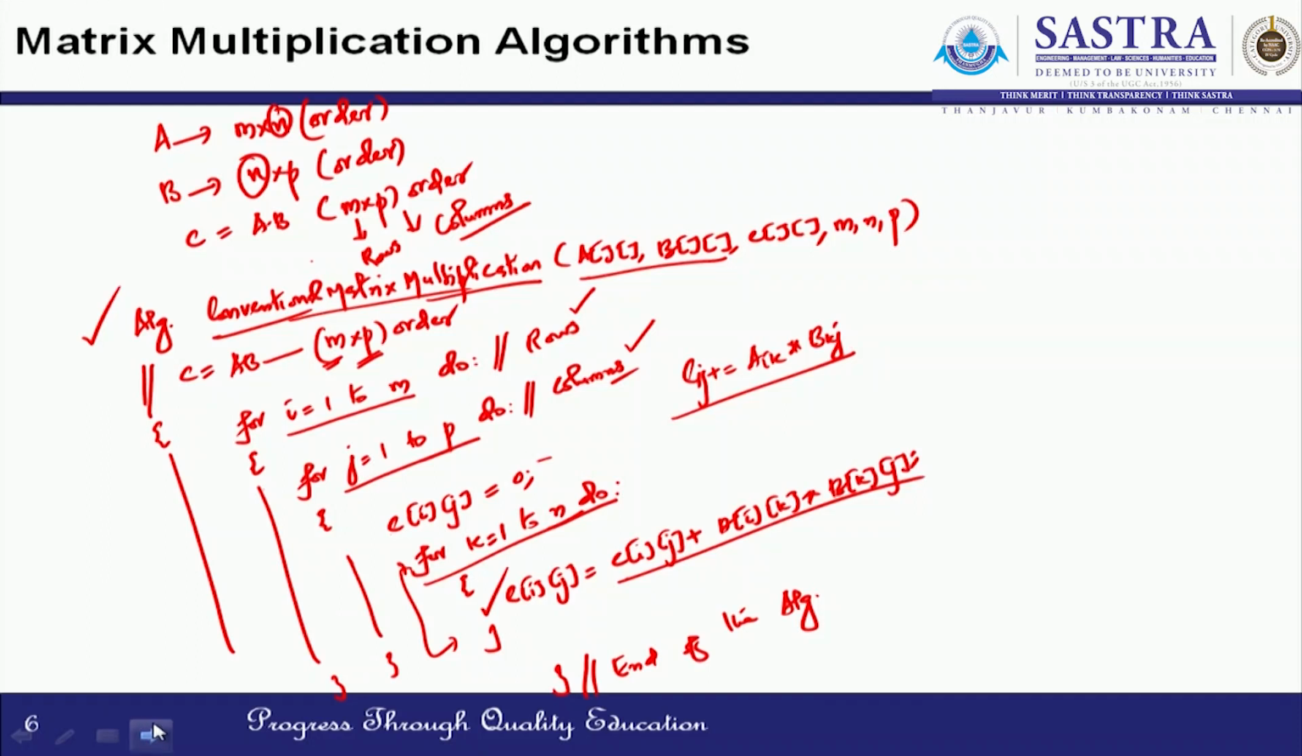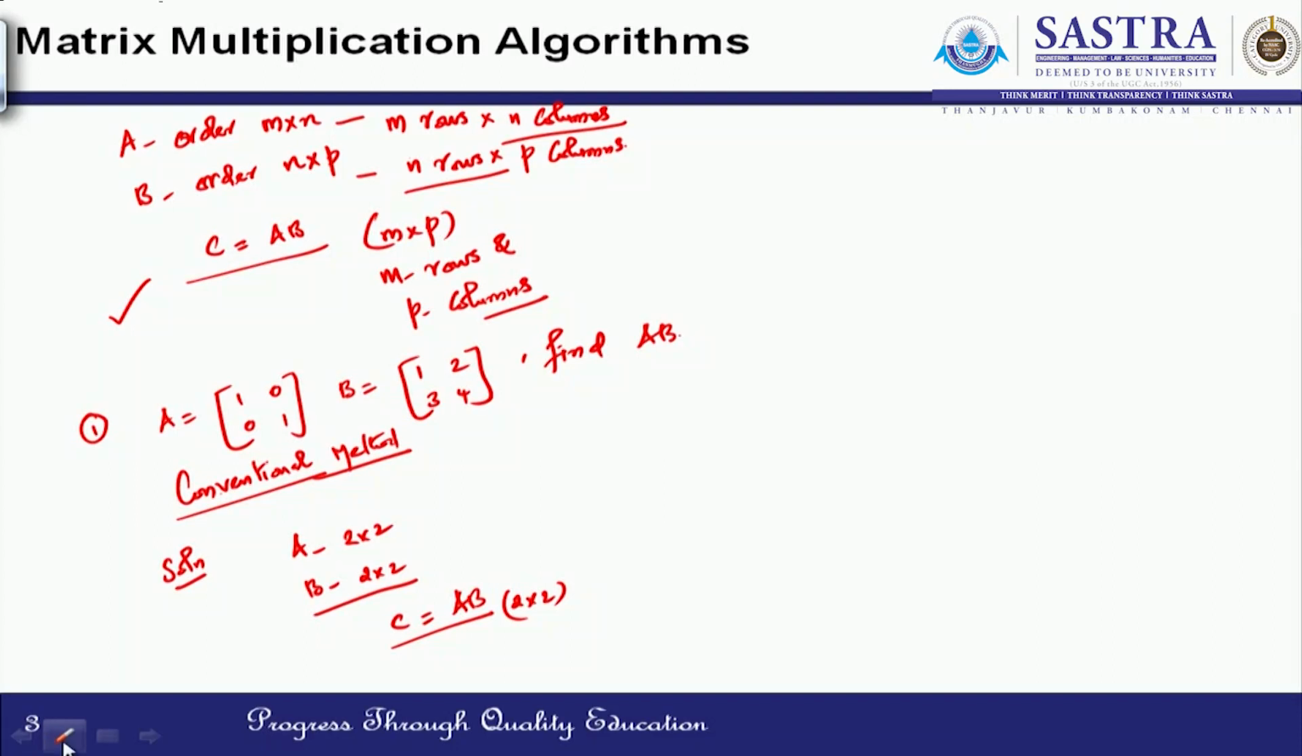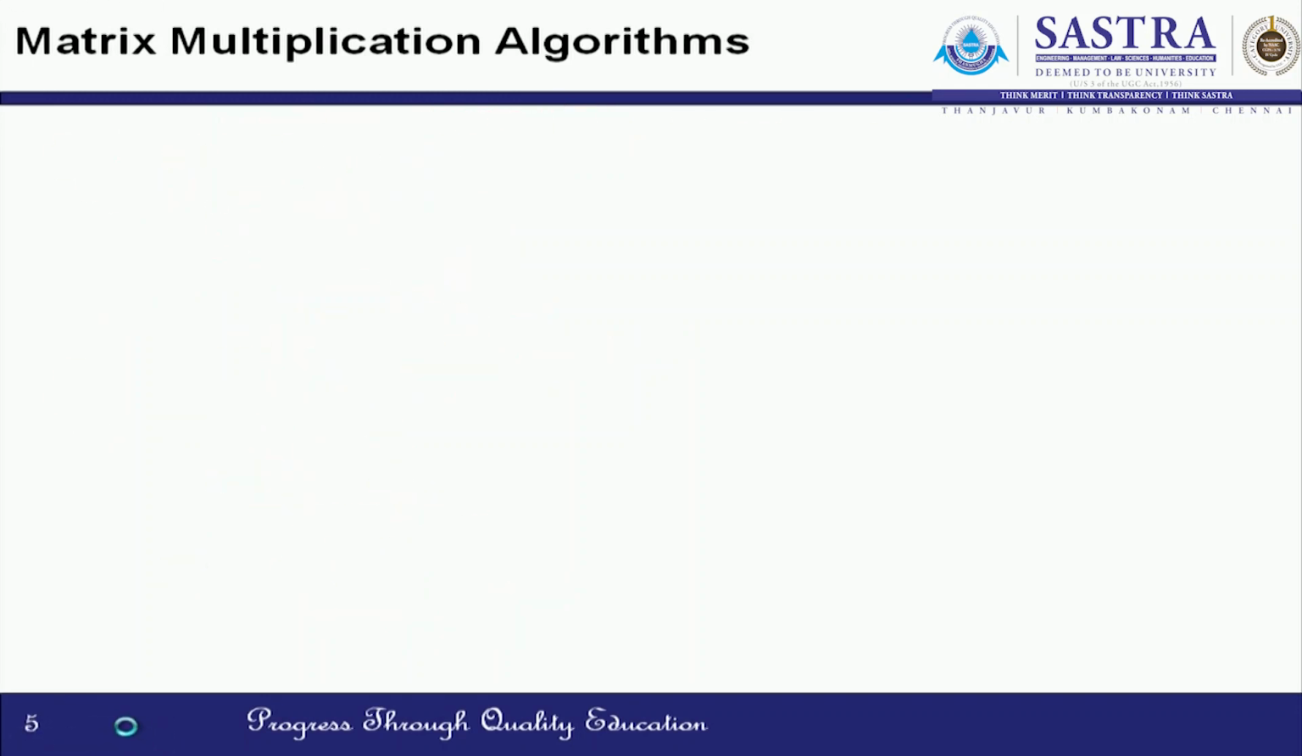So, in this conventional matrix multiplication algorithm, passing the external parameters A, B, M, N, P, the resultant matrix is stored in the variable C, Cij, such that the dimension of C matrix is M by P. C is equal to A into B, takes an order M by P. This is the conventional matrix multiplication. We can also solve the same problem, matrix multiplication, by applying the divide and conquer logic.